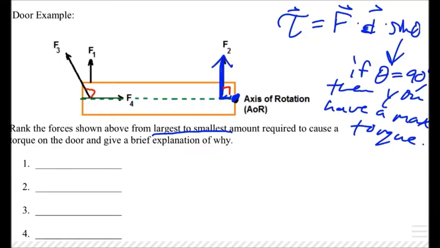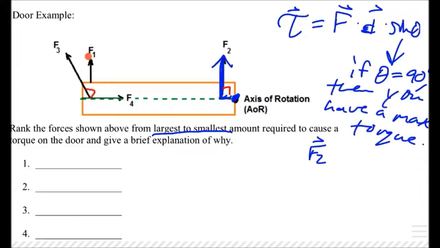Okay, hopefully you said that we're going to need to have a pretty large force vector because the lever arm term is small. And we're going from largest to smallest. So force 2 is going to be pretty high on our list when we're ranking these. All right, let's come down here and look at the next one.